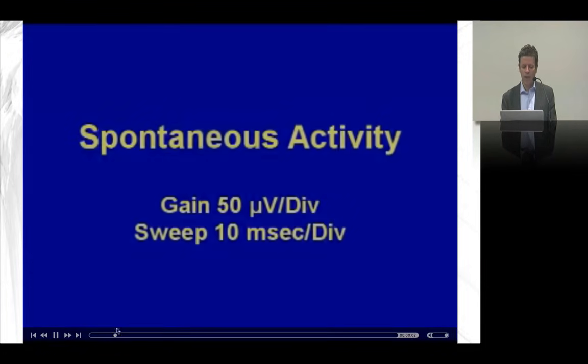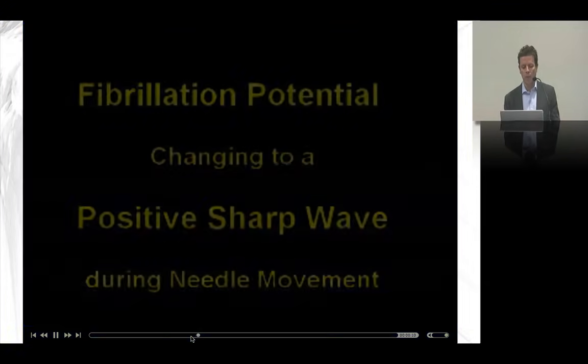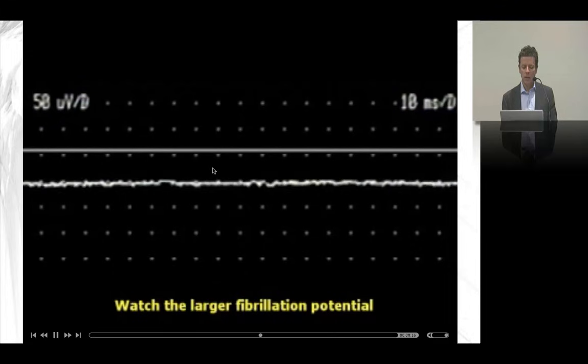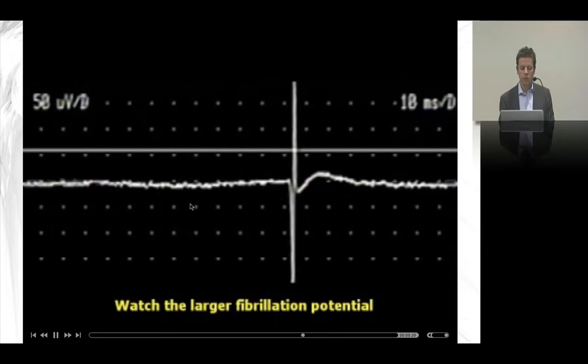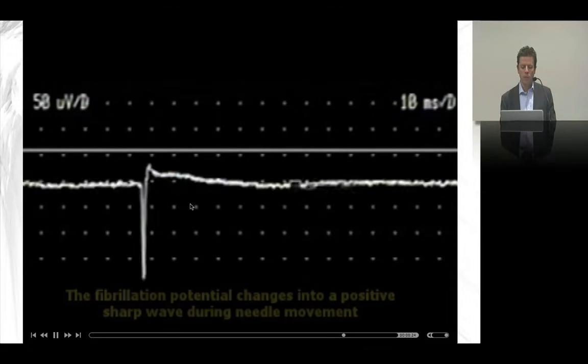I'll just briefly show an example of some spontaneous activity because the video makes much more sense than a picture. And this is a fibrillation potential and a positive sharp wave. And this shows that normal muscle at rest, nothing should be happening. And what we're then seeing is these brief discharges, very narrow, very small. So these are muscle fibers firing by themselves.